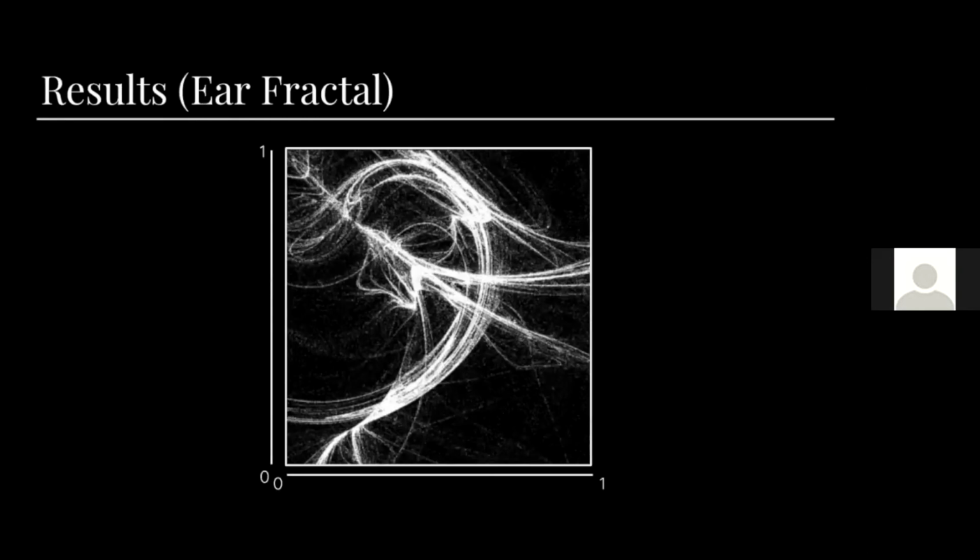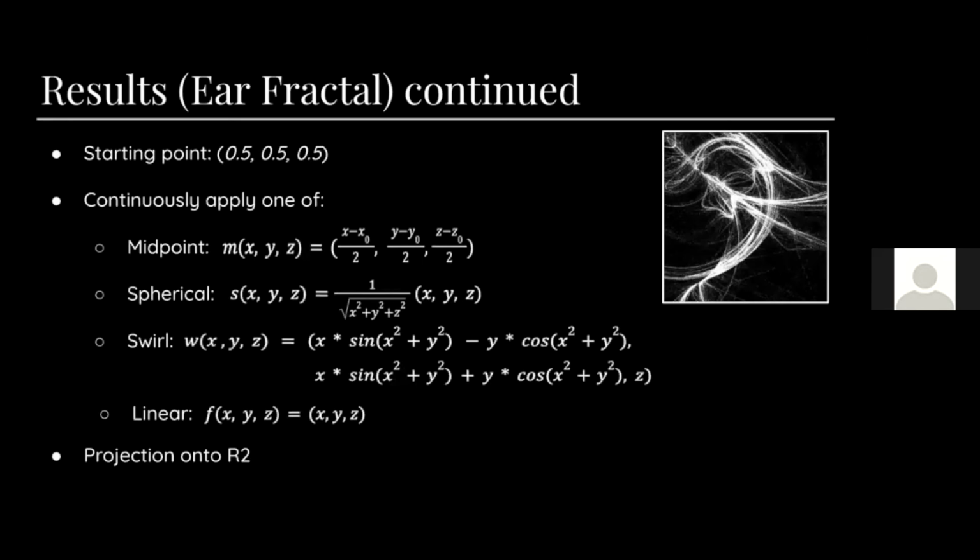Right, so here is one of our first fractals. We will refer to it as an ear fractal because maybe you can see it as an ear fractal if you want, but the next slide we'll go over how we actually created this. So again, we just started with a point 1/2, 1/2, 1/2, and then our equations of choice for the functions were the midpoint, spherical, swirl, and linear.